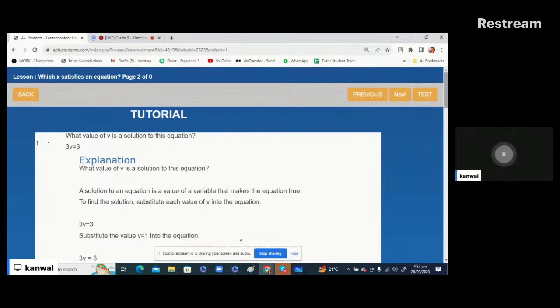What value of v is a solution to this equation? This is again the same. 3v equals 3. So which value of v do you put in to get the answer 3? It means 1, because 3 is already given. When you multiply 3 with 1, you get the answer 3.